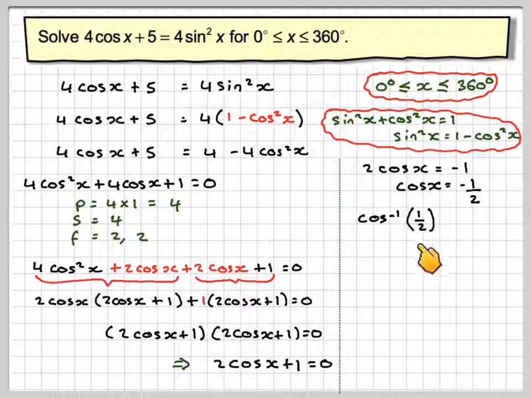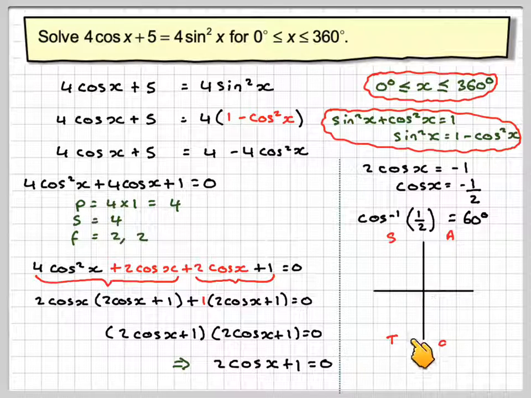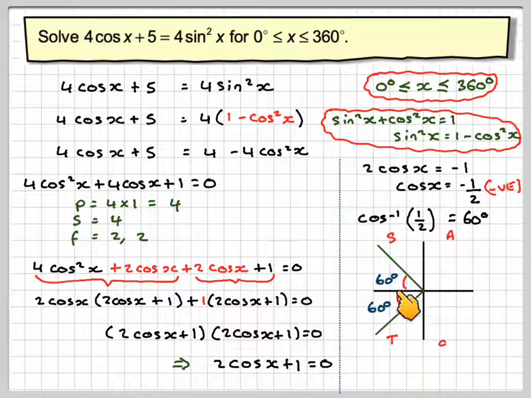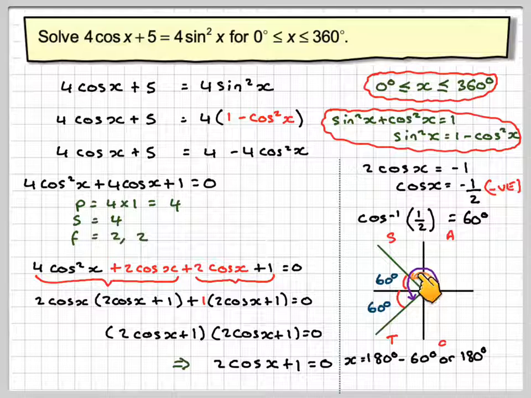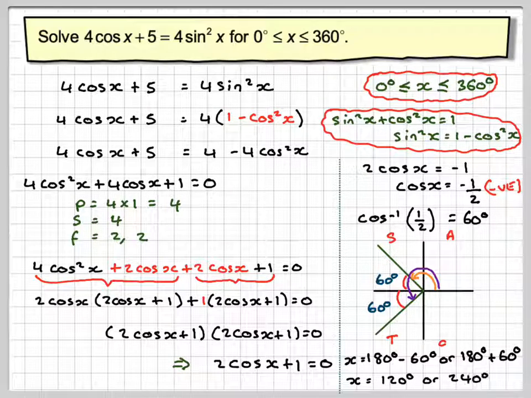Cos to the minus 1 of 1/2 is equal to 60 degrees. And then do your CAST diagram. But this time I want to know where cosine is negative. That's in the second and the third quadrant. So drawing in my angle of 60 degrees in the second and third quadrant, we're going to get one angle here, this orange one, which is going to be 180 minus 60, and the other one here being this purple angle, which is going to be 180 plus 60. So it's going to give two values of x, which are x is 120 or 240. We don't need to do the other root because it's the same thing.